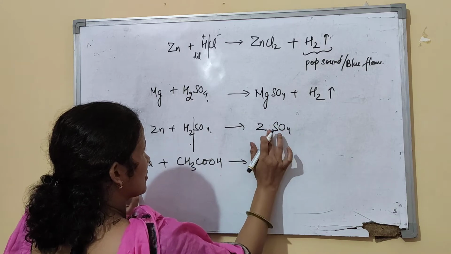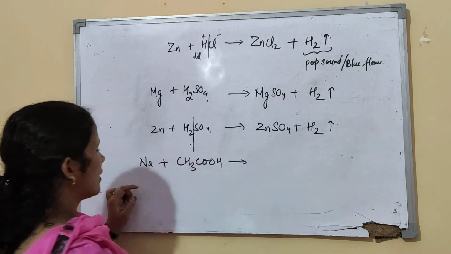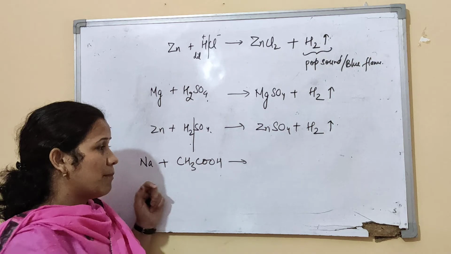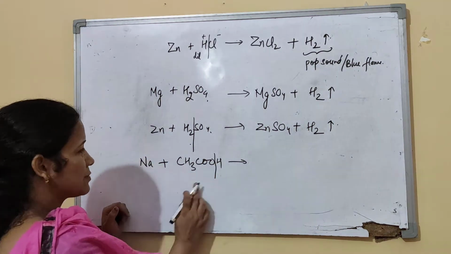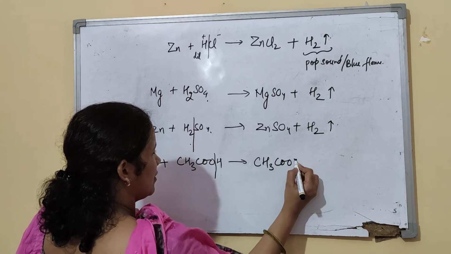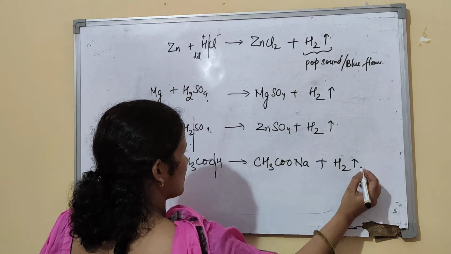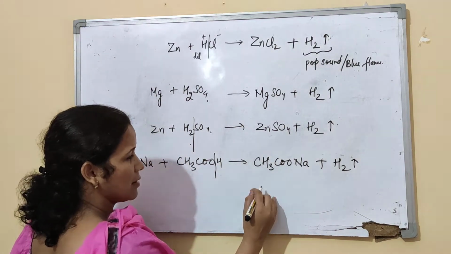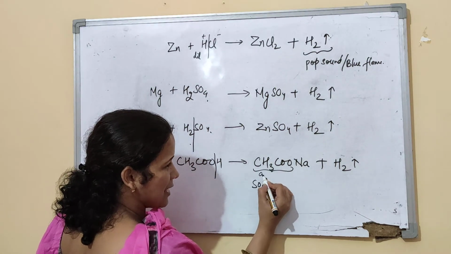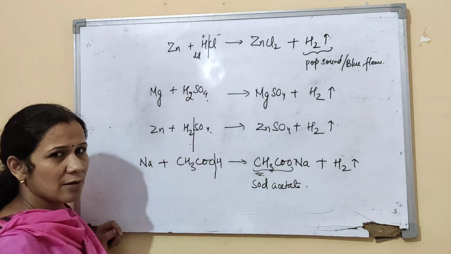So we get ZnSO4 plus H2. Now in this case, acetic acid is a very weak acid, but it again has hydrogen ions, so the metal, sodium, will take the place of the hydrogen, giving H2. This group is known as acetate, so we write it as sodium acetate.